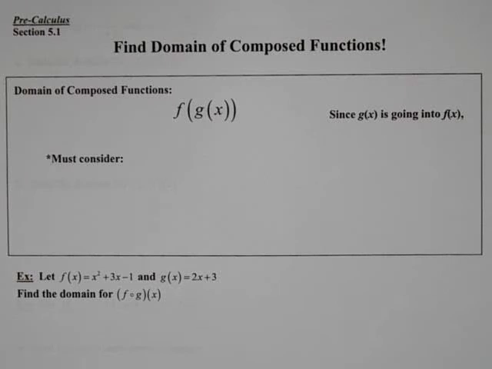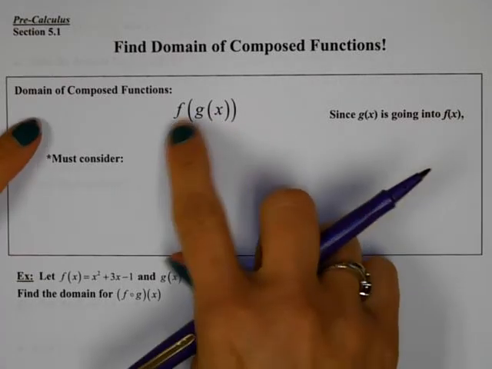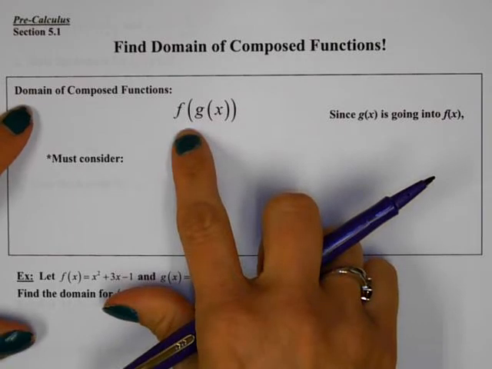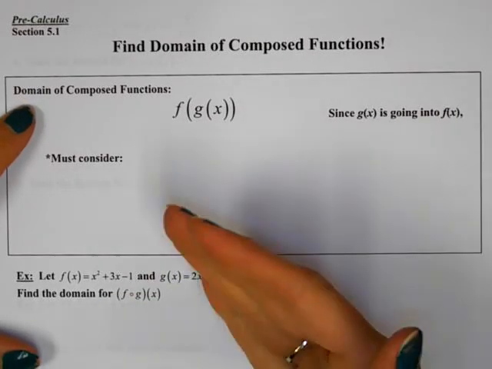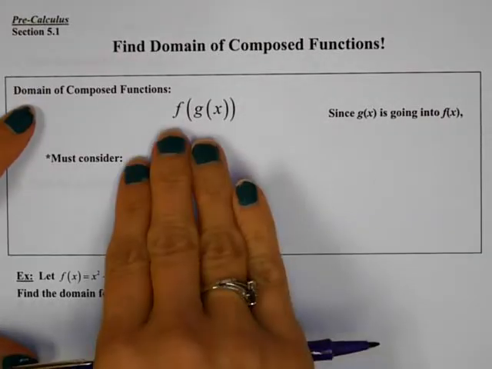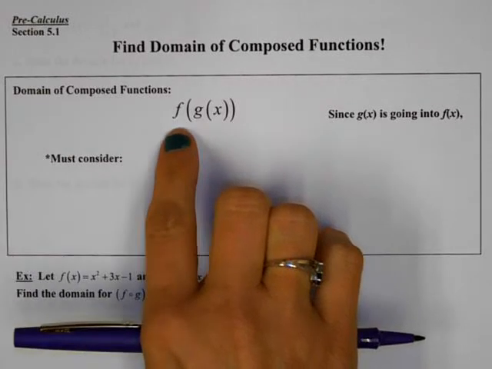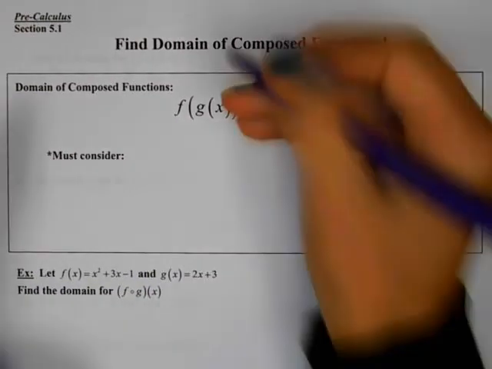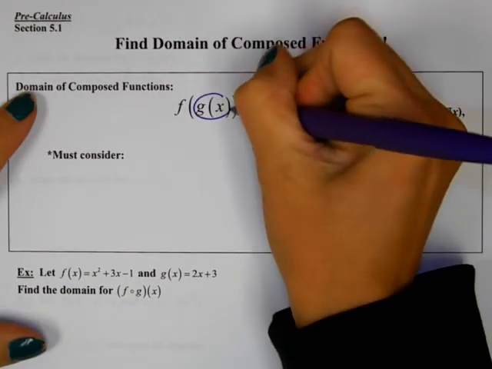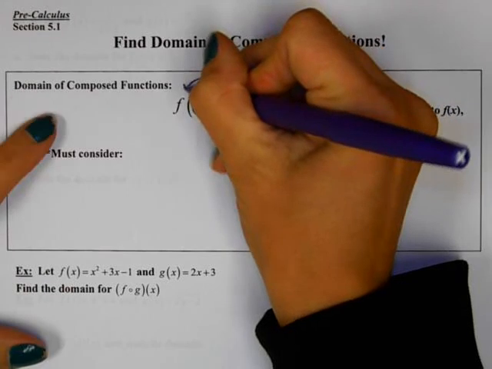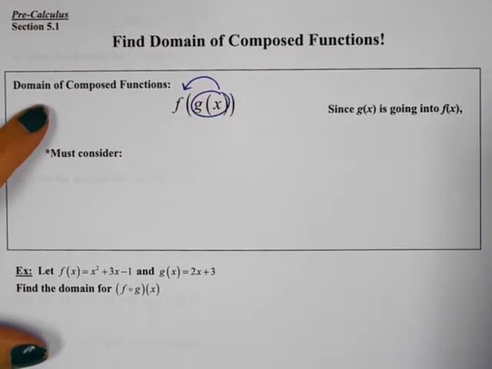So this lesson is going to focus on finding the domain of composed functions. Okay, so here's how we have to do this. Because a function is going into a function, it's going to be a little more complicated than just look at f and look at g. There is no f of x. It's f of g of x. So the g of x function goes into the f function. Okay, so here's the steps.